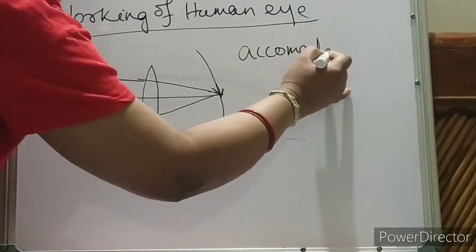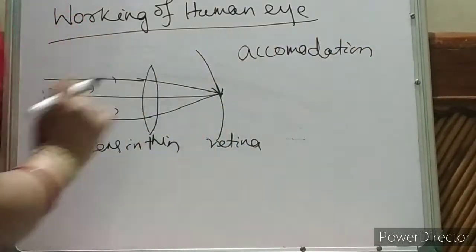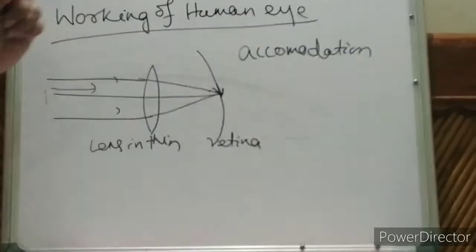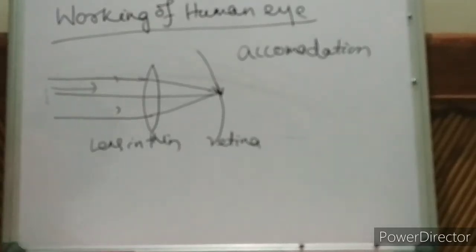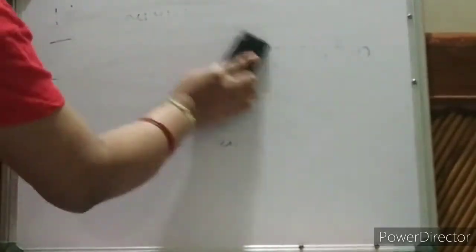Okay, children? Now let us see how it happens. Is it clear till now? Okay. Let me now discuss how it happens for this closer distance.